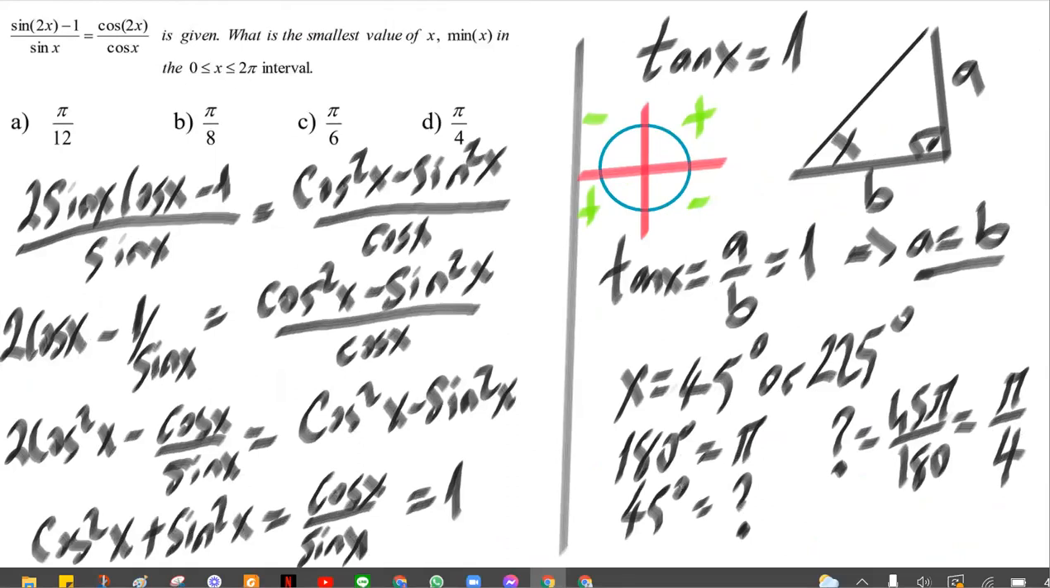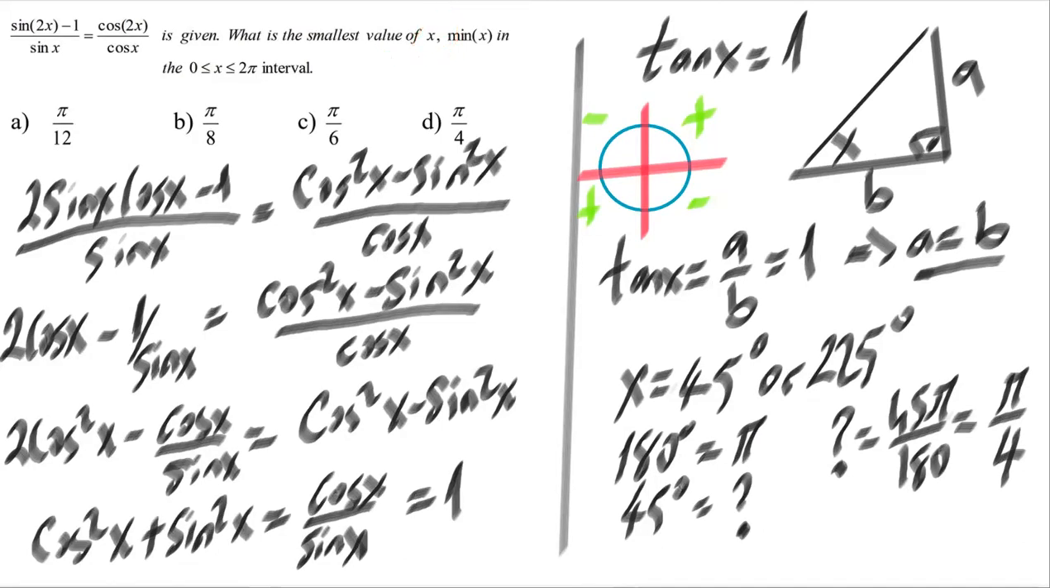And our final question about trigonometry. So the question asks, what is the smallest value of x? X is the angle, and this is the interval from 0 to 2 pi. So 0 to 2 pi is a full circle.